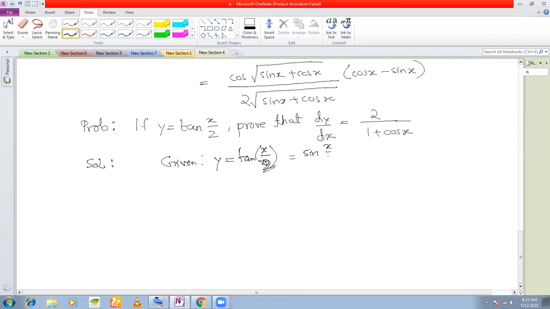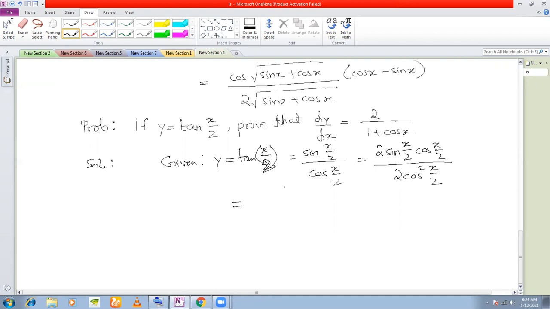You can write this as sin x by 2 by cos x by 2. Now what you do here is multiply the numerator and denominator by cos x by 2. You have 2 cos x by 2. So you can write it this way. What have we multiplied this by? You understood this step, 2 sin x by 2 cos x by 2 cos square x by 2. No problem here.